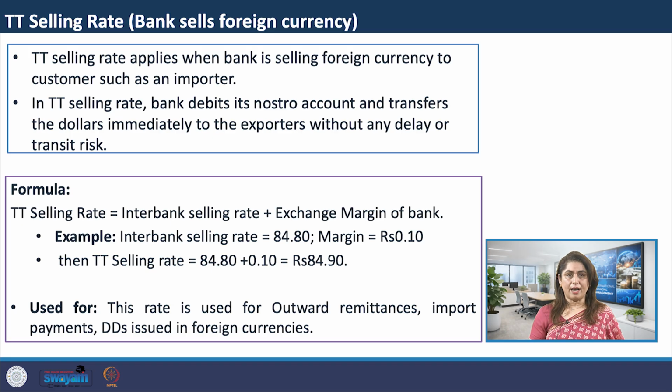Here, the bank adds its margin on top of the interbank selling rate. The importer pays slightly more than the interbank rate. That extra margin is the bank's earning. For example, if the interbank selling rate is 84.80 and the margin is 0.10 rupees, TT selling rate is equal to 84.80 plus 0.10, which gives us 84.90 per USD. This rate is used for outward remittances, import payments, and demand drafts issued in foreign currency.